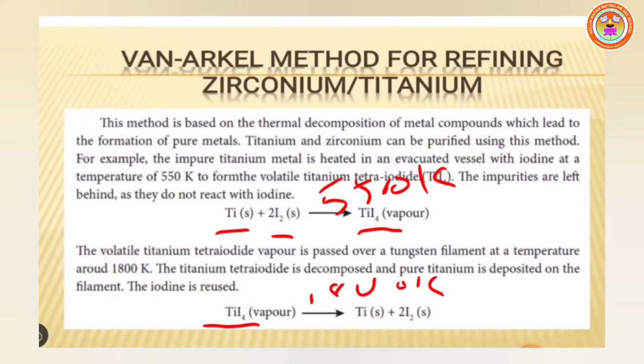One of the important 3-mark questions: explain the refining of titanium by the Van Arkel method. Under the same temperature conditions, zirconium can also be refined. That's all about the refining process.